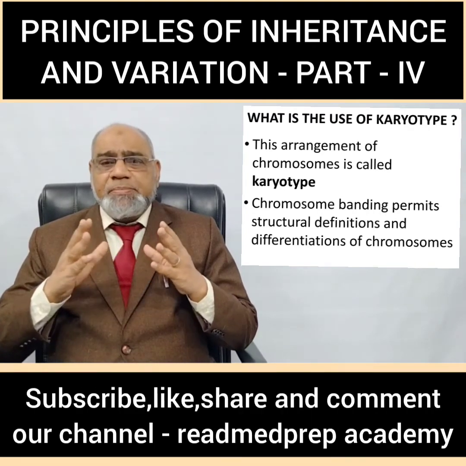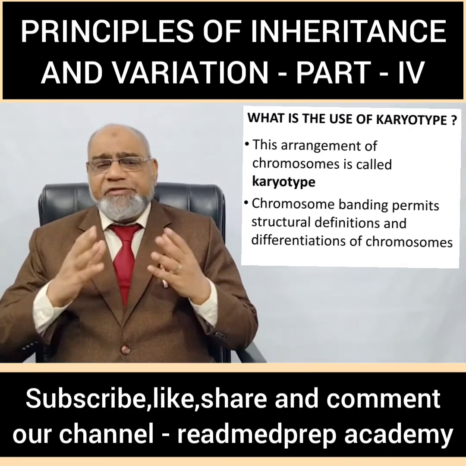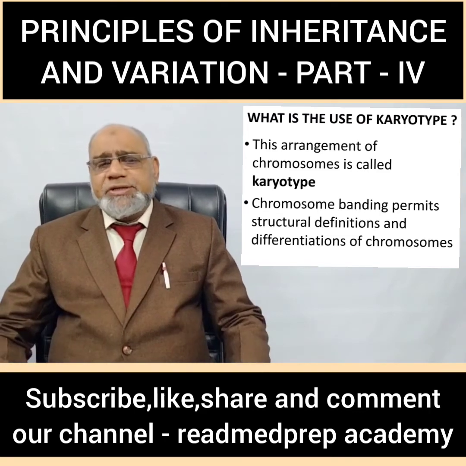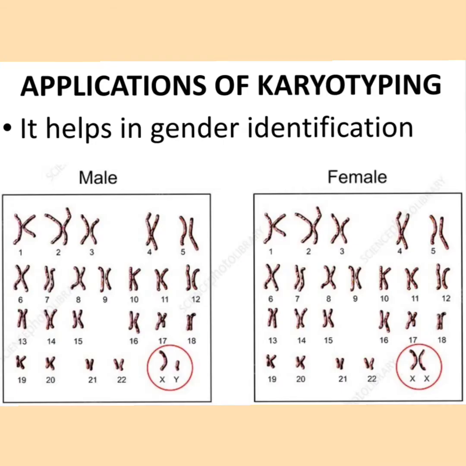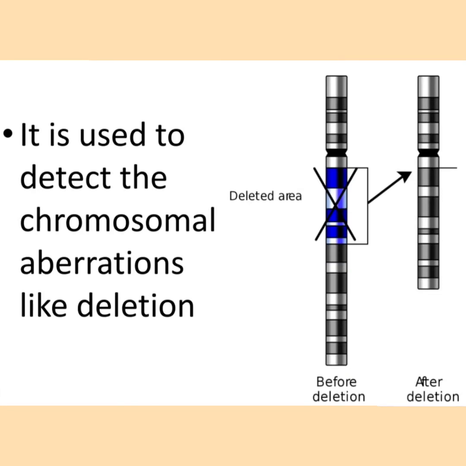The chromosome banding permits structural definitions and differentiations of the chromosomes. So what is the application of karyotyping? It helps in gender identification, that is, males have X and Y chromosomes and females have two X chromosomes. It is used to detect chromosomal aberrations like deletion.